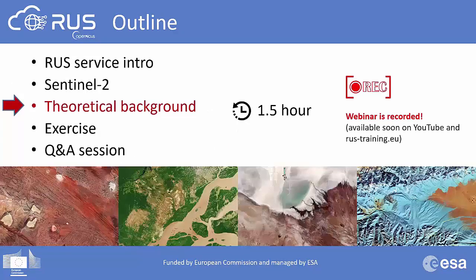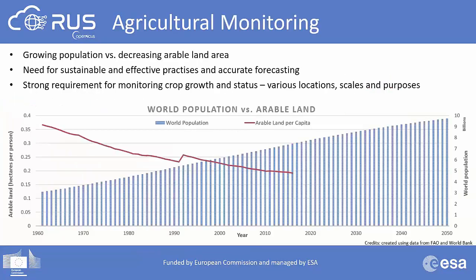So now let's move on to the theoretical background. First, let's have a look at agriculture monitoring. Agriculture provides humanity with food, fibers, fuel, and raw materials that are paramount for human livelihood.